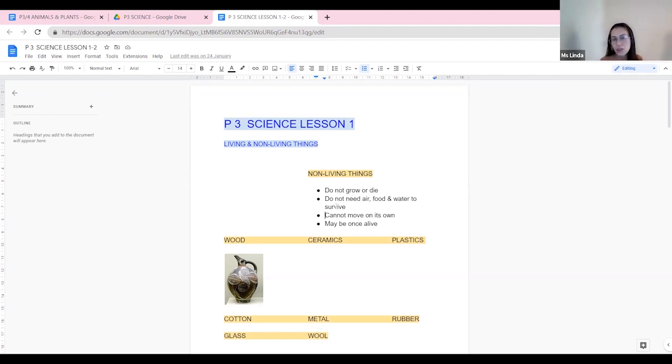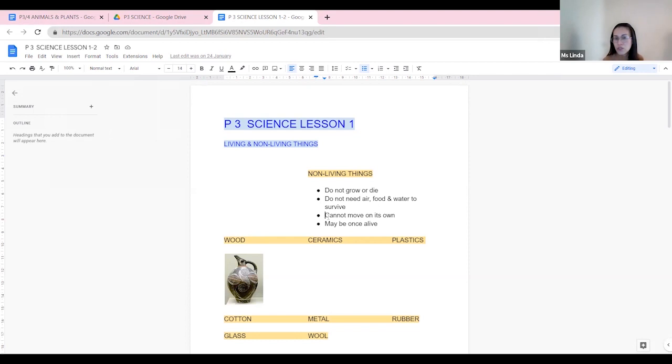So what is living and non-living things? Like I say, it is not about seeds, spores, or whatever. It's basically about things that are alive and things that are not. Non-living things, they do not grow, they do not die, they are basically not alive, and they don't need air, food, and water. Now, this note is supposed to appear on your notebook because it's very straightforward. It's a key point, so that's why I actually put it in the bullet point.